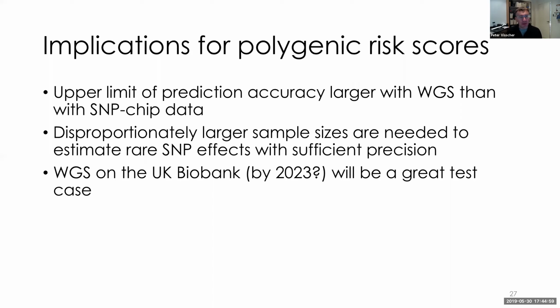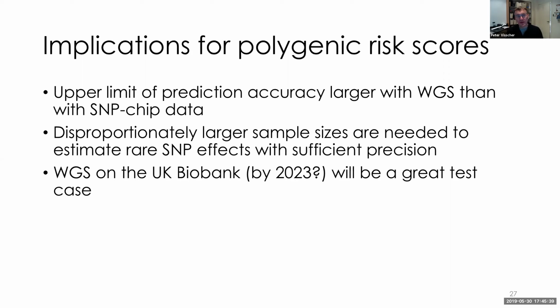Because with the whole genome sequence data, we would just capture more genetic variation. However, and this is a big however, as I showed before, we need disproportionately larger sample sizes to estimate the SNP effects accurately for rare variants, or even to detect them individually, compared to common variants. And I think there are plans to perform whole genome sequence analysis on the entire UK Biobank, and that will be a really good test case, unless there are other huge samples that become available sooner.